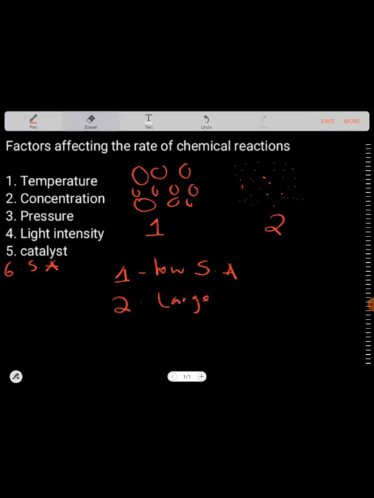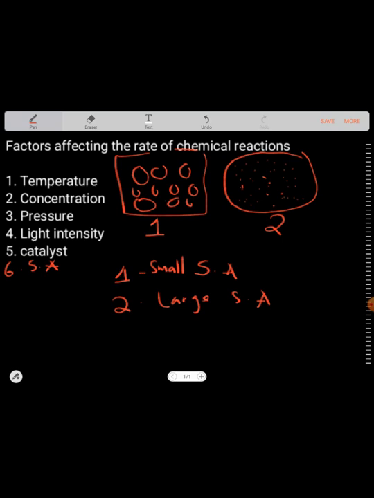Let's call this one small, while this one has got large surface area. So the particles are very small. I'm sure you can see they have been clashed. Hence it has got a very large surface area. Because the particles are small, these particles will be able to collide against each other more frequently than these, because these need more energy.